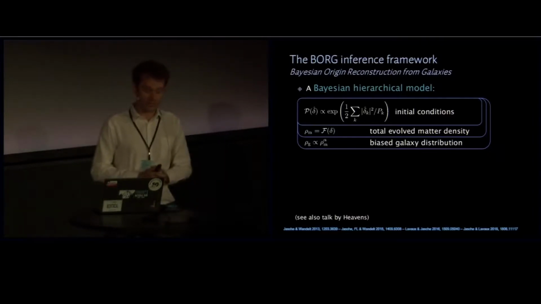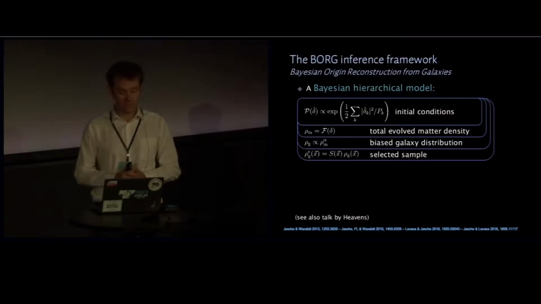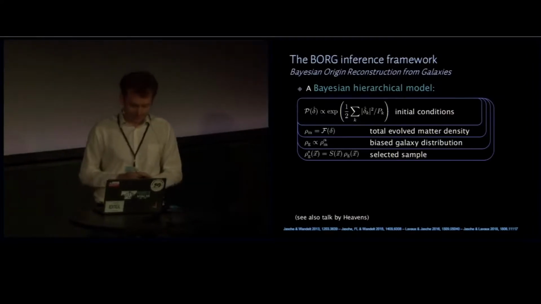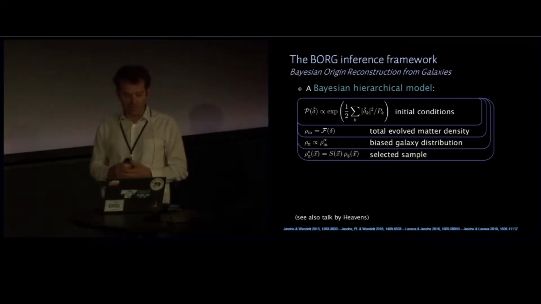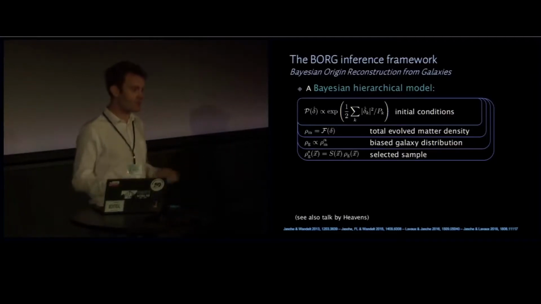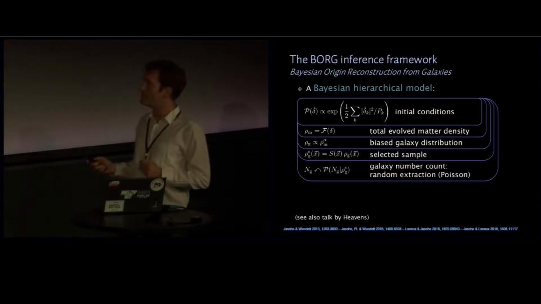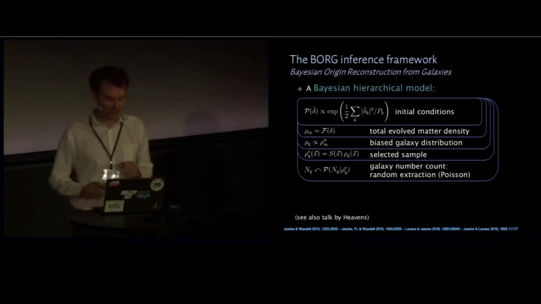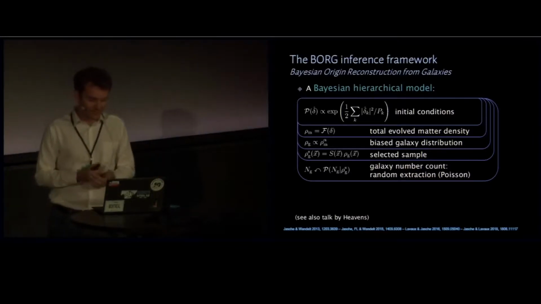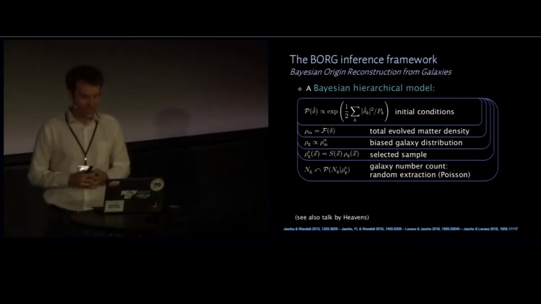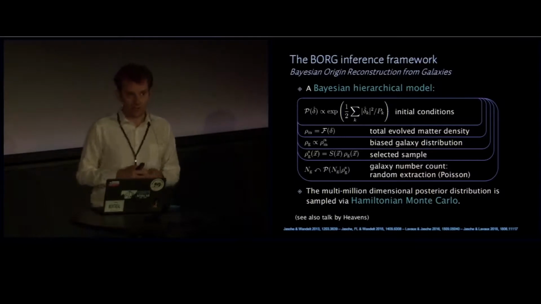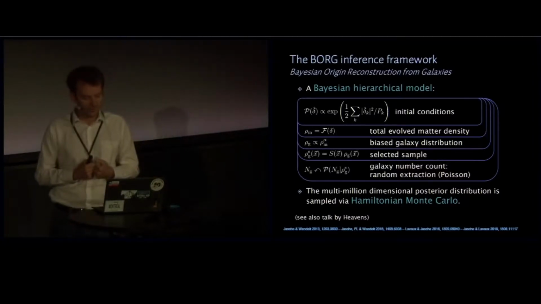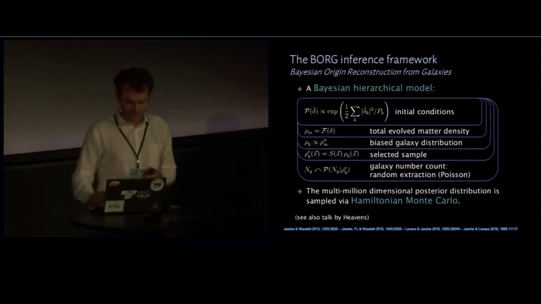Then we need a selection process for our observations, including, of course, the survey mask and the radial selection function. Finally, galaxy number count is modeled in terms of a random extraction of a number of galaxies from the probability which can be written down given the selected sample. The simplest possibility is a Poisson distribution, for example. All of that gives a very high dimensional posterior distribution, which typically lives in 10 million dimensions. This is the dimension of the map that we are trying to reconstruct. Any voxel of the map is one parameter in the problem, and it can be explored by means of Hamiltonian Monte Carlo.